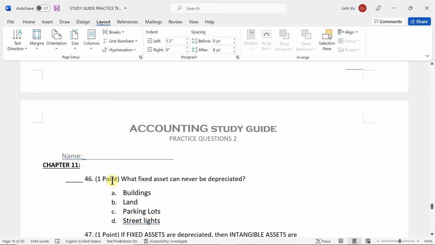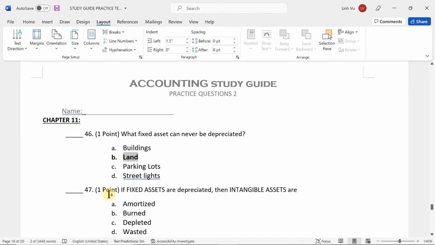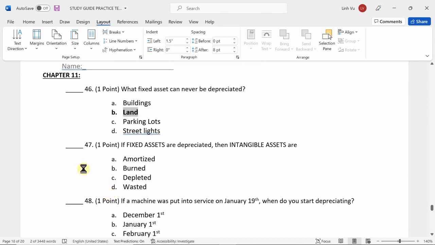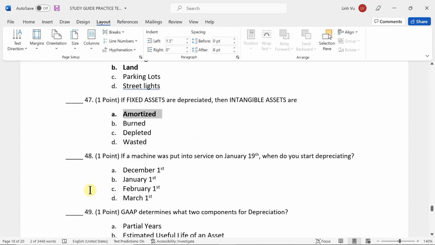Okay. Last chapter we have is chapter 11. What fixed assets can never be depreciated? Land. I will test you on this too. Number 17. If fixed assets are depreciated, then intangible assets are amortized. Good.